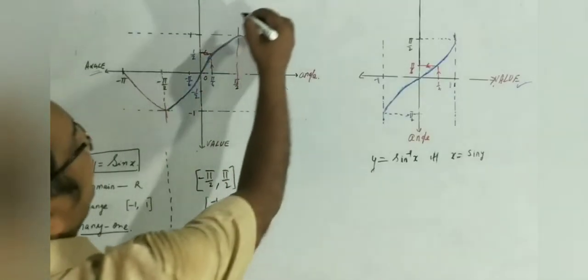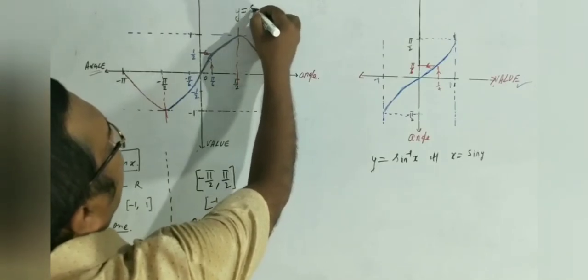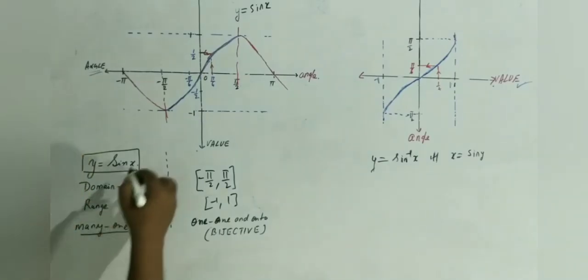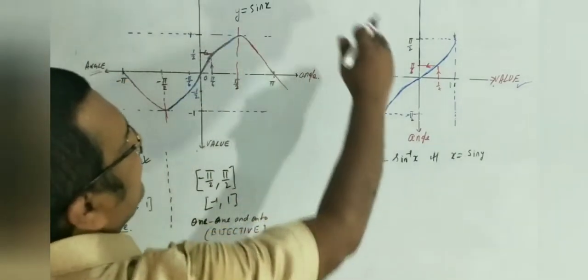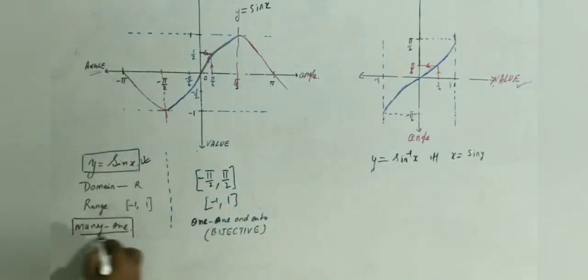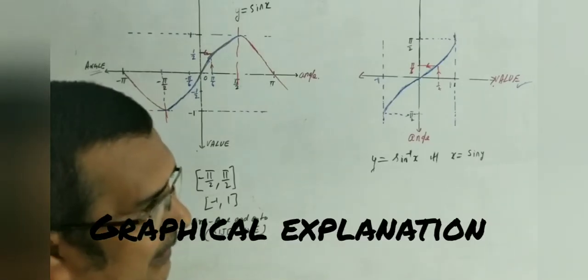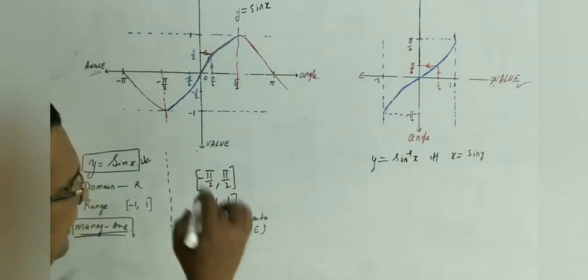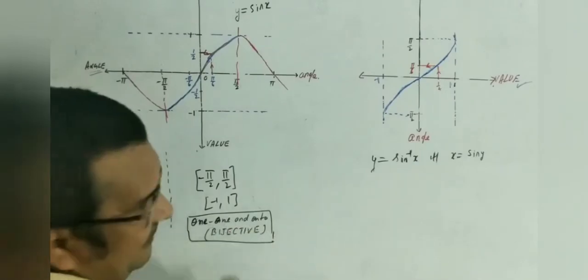This is the graph of y is equal to sine x. You can see it moves like a wave. So it is a many-one function, and a many-one function cannot have an inverse. Inverse will only exist if the function is 1-1 onto, that is bijective.